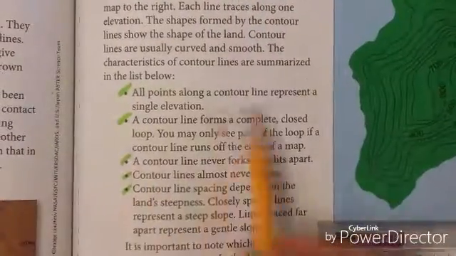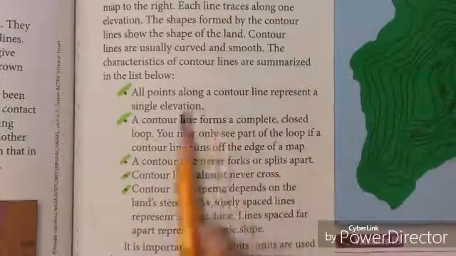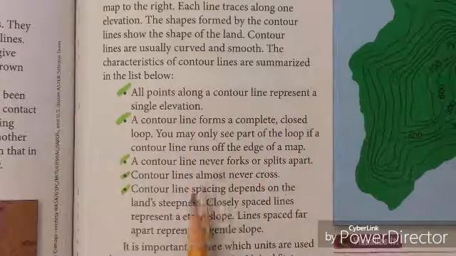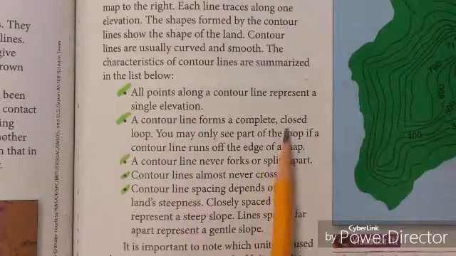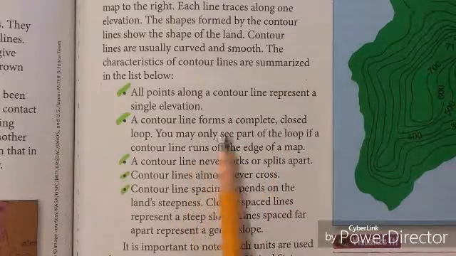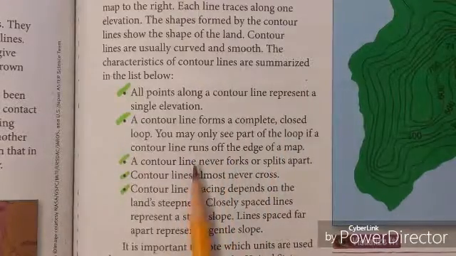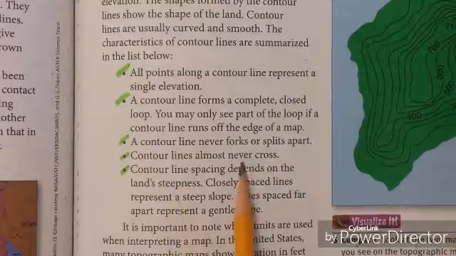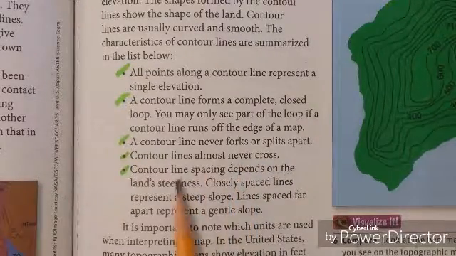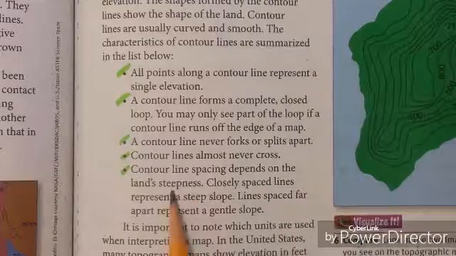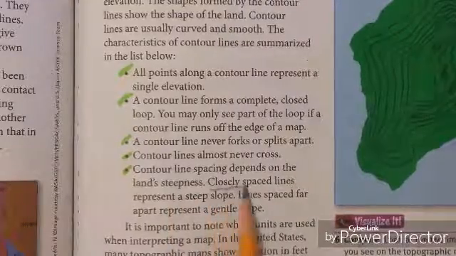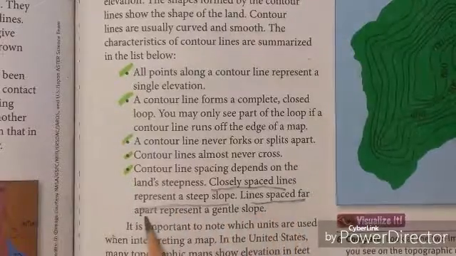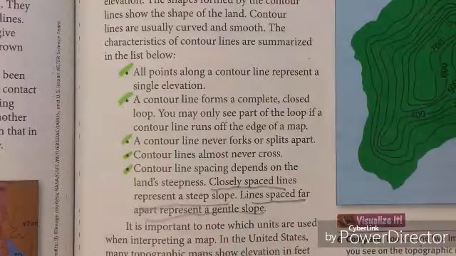So some rules for contouring, reviewing what you learned before. All the points along a contour line represent a single elevation. A contour line has to be a complete closed loop. Sometimes it'll go off the page, but it always closes either on or off the page. They don't fork. They don't split apart. They never cross. And the spacing depends on how steep it is. Closely spaced lines represent a steep slope. Lines spaced further apart represent a gentle slope.